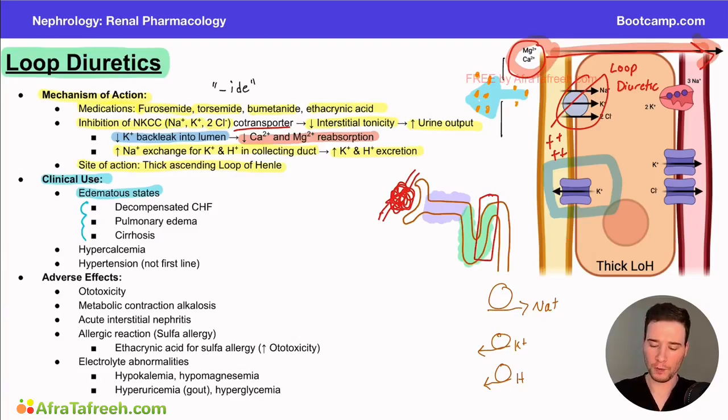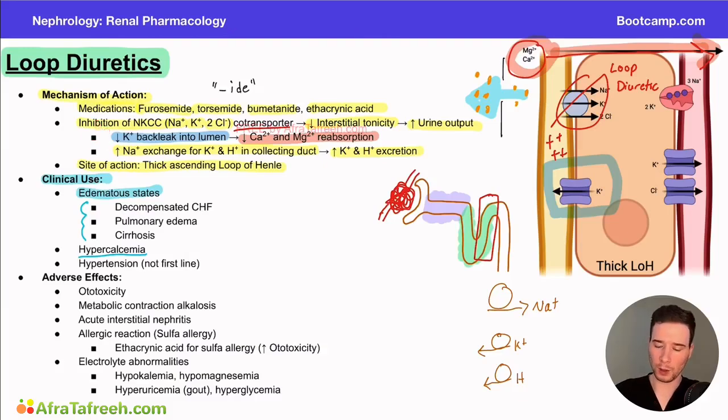Now, this can also be used for other conditions such as hypercalcemia, and this should make sense to us because of this mechanism we talked about, right? The decrease of the potassium back into the tubule decreases the reabsorption of our calcium and magnesium, which we talked about right here. And thus, for patients who have high levels of calcium, this can actually act to leave more calcium in the tubules, and thus more of it will be excreted from the body.